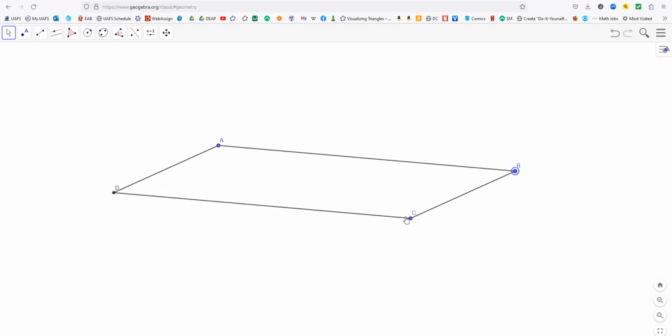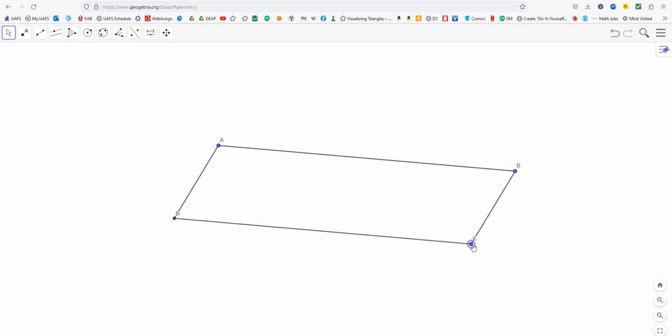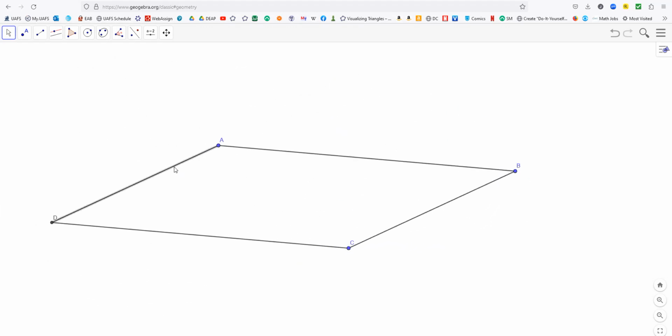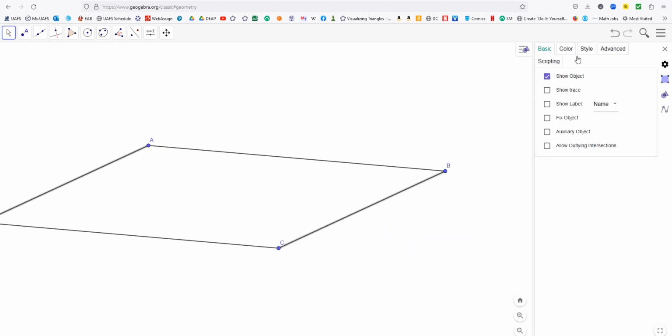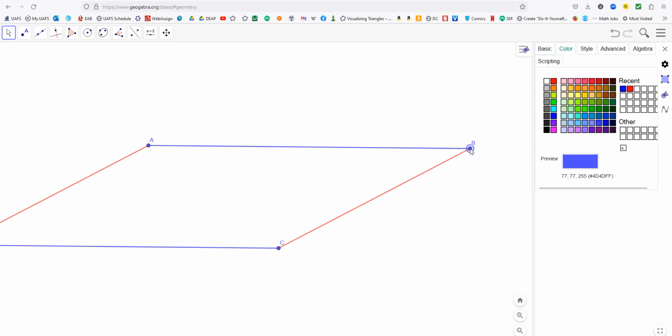And now we have a general parallelogram where A, B, and C are free to move anywhere we want, but opposite sides stay parallel. Okay, so these sides here, let's make them red, are parallel, and these sides here, let's make them blue, they're also parallel.